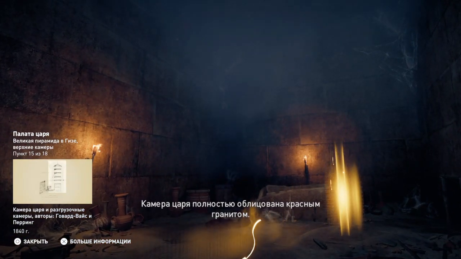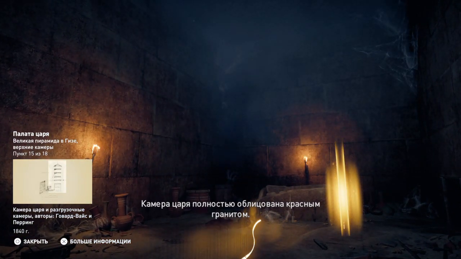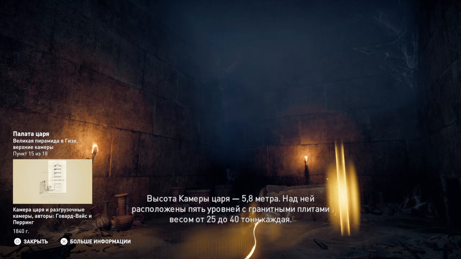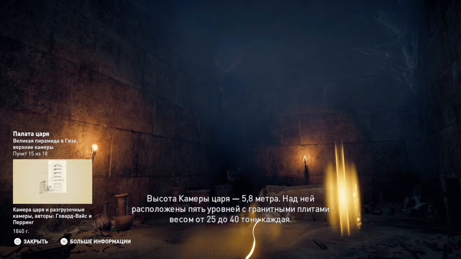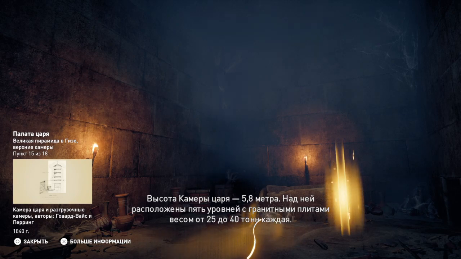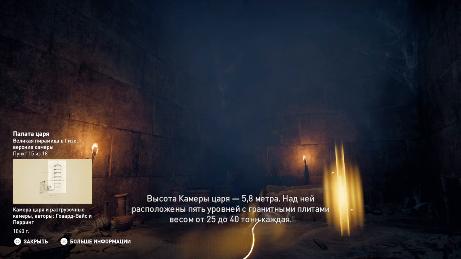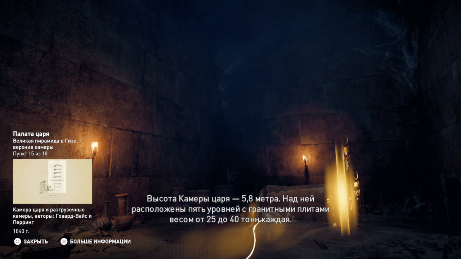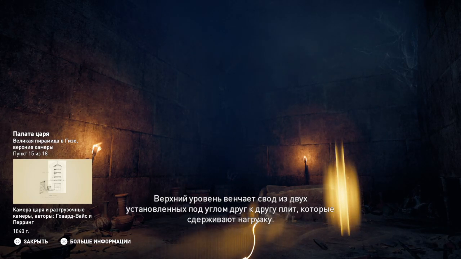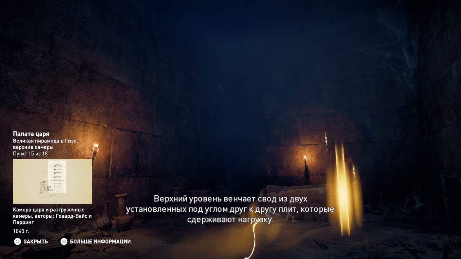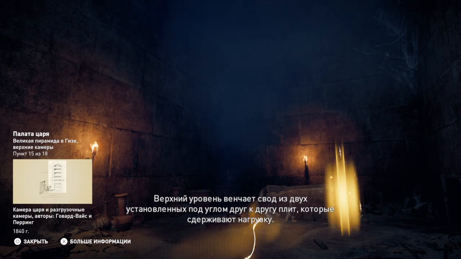The King's Chamber is built entirely out of red granite. The King's Chamber measures 5.8 meters in height. It has an imposing cover of 5 stacked levels above, with granite beams weighing 25 to 40 tons each. The uppermost level is surmounted by a vault of stones, arranged in chevrons to bear the enormous structural load.